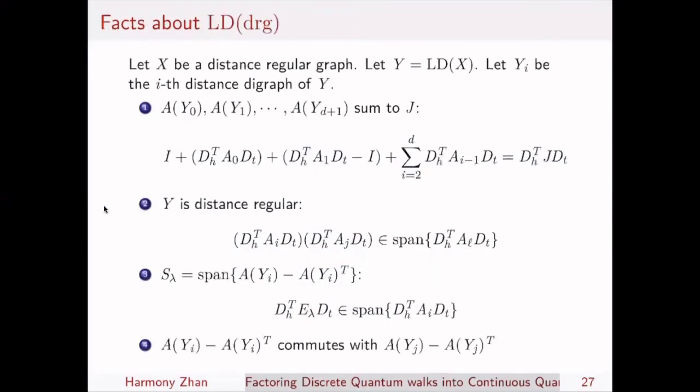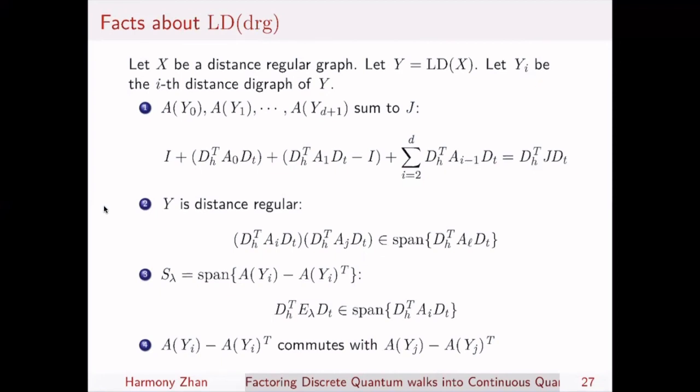Okay, so that formula gives us a lot of useful information about the distance digraphs of a distance regular graph. So one of them is that all these A's sum to the all-ones matrix J. And that's a simple fact, because when you take the sum, you get D_H transpose J D_T, but this D_H transpose and D_T have constant row sum and column sum, and you can work out that this is in fact equal to J.